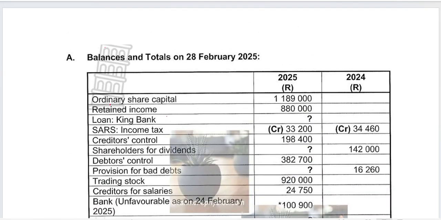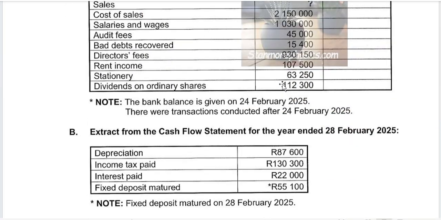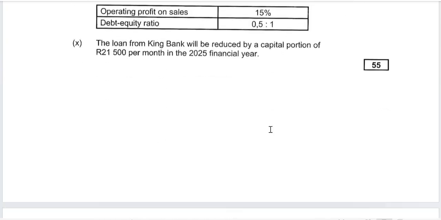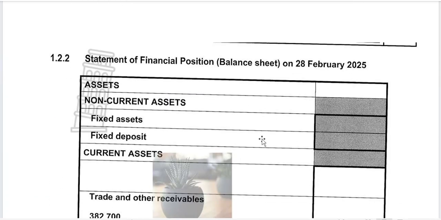They say what? Balance and totals on 28 February 2025. These are the balance and totals for the end of our financial year 2025. This is at the beginning of our financial year 2024. So here, let's go and look at our answer book and see whether there is something missing or not.